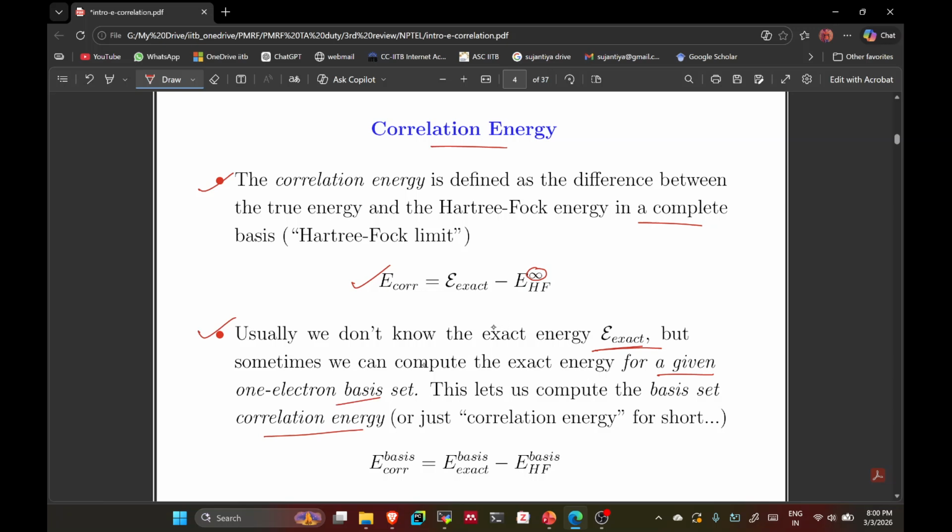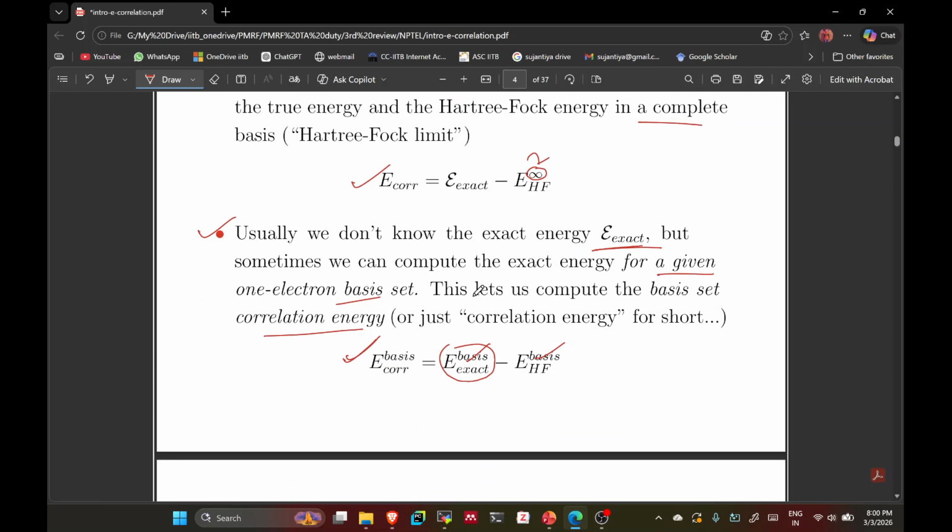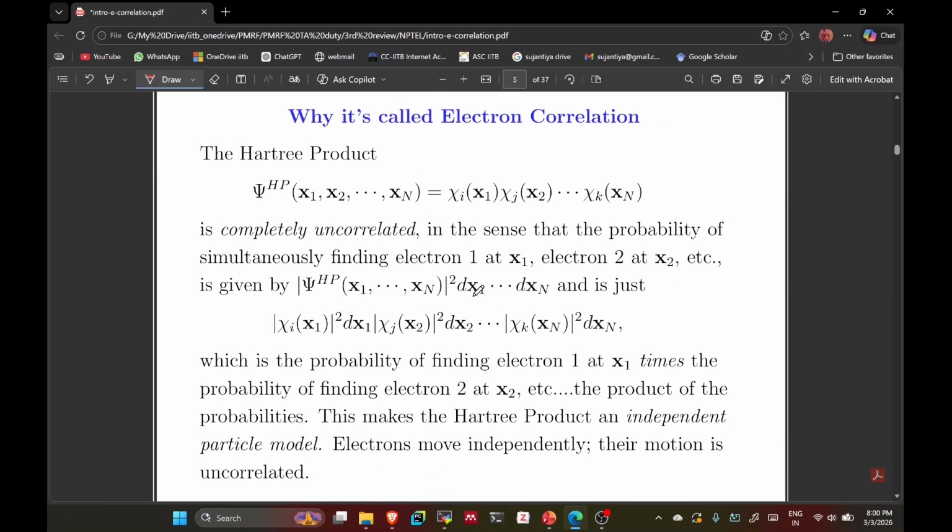So here is a very subtle difference. The E correlation is basically E exact minus E Hartree-Fock at the infinite basis set. Now the E correlation in a basis is basically the E exact in the given one-electron basis minus the E Hartree-Fock in that given one-electron basis. Now why is it called electron correlation?